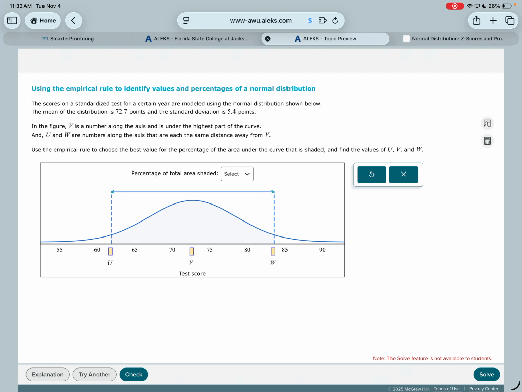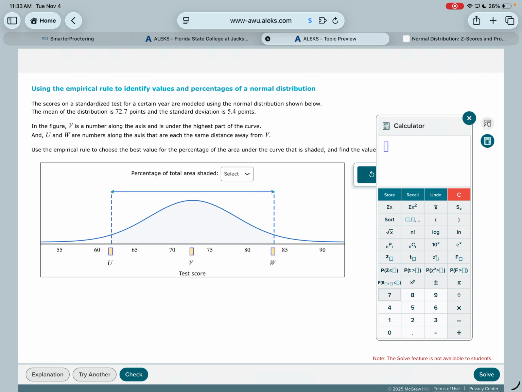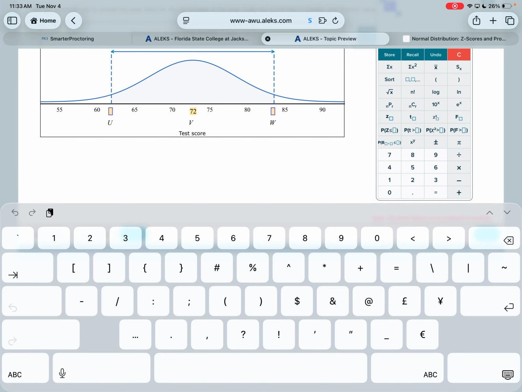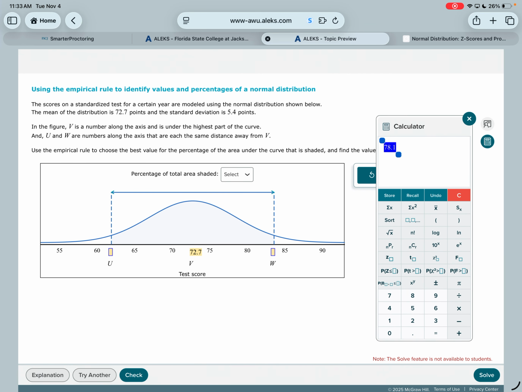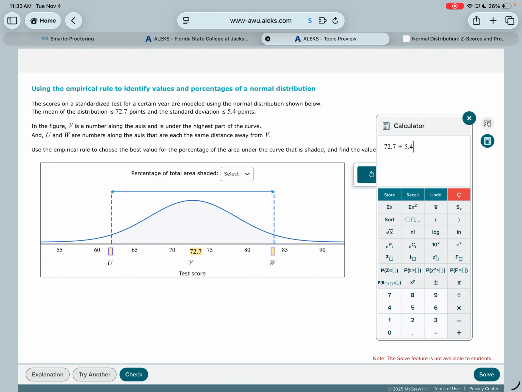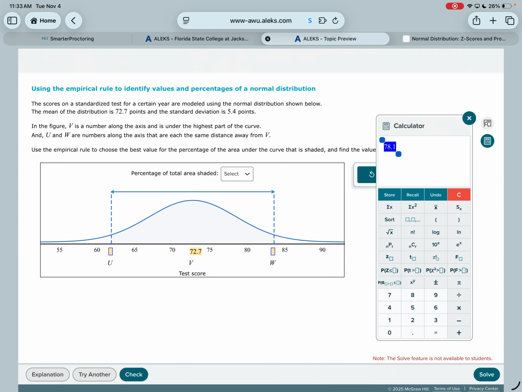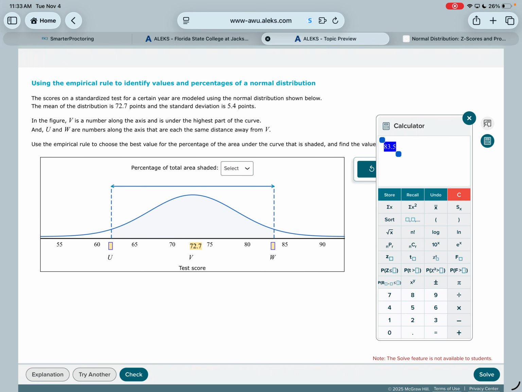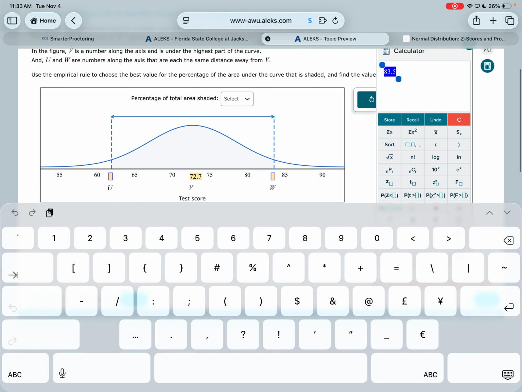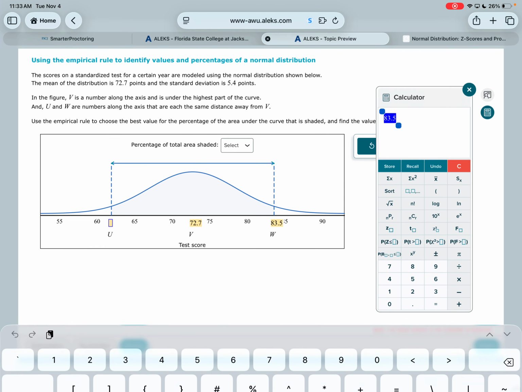All right, so this one's further away. So if I do 72.7 and I add 5.4, the mean plus the standard deviation, my mean goes in the middle, 72.7. If I added it once, 72.7 plus 5.4, 78.1 does not go where this box is right here, does it? So what I have to do is add 5.4 again. Does that look like it could be 83.5? Yes, so I had to add it twice, right?